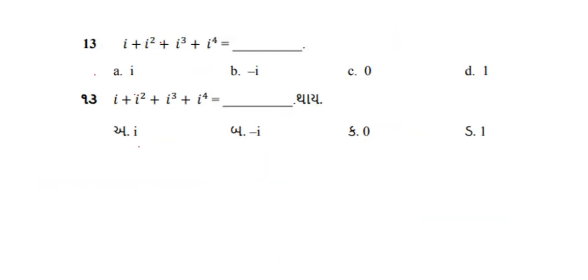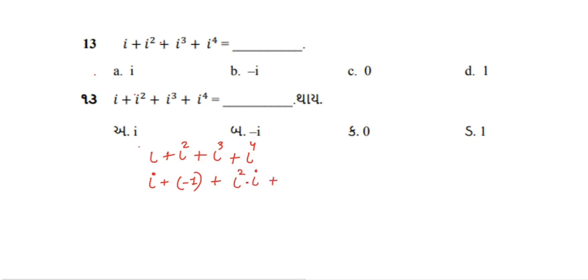Let us attempt this question. The question is i plus i square plus i cube plus i to the power 4. See, I am writing i for i. For i square, I know the value, it is minus 1. For i cube, I can write very easily i square into i. For i to the power 4, I can write i square to the power 2, because I know the value of i square very well.